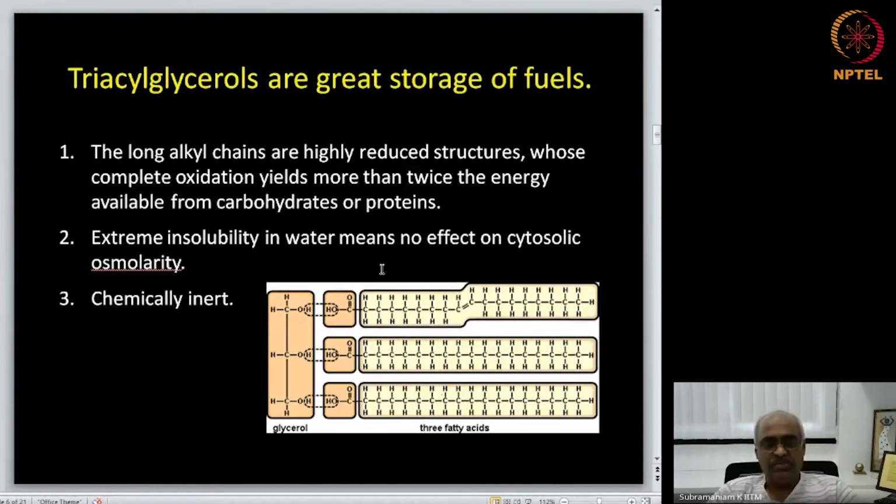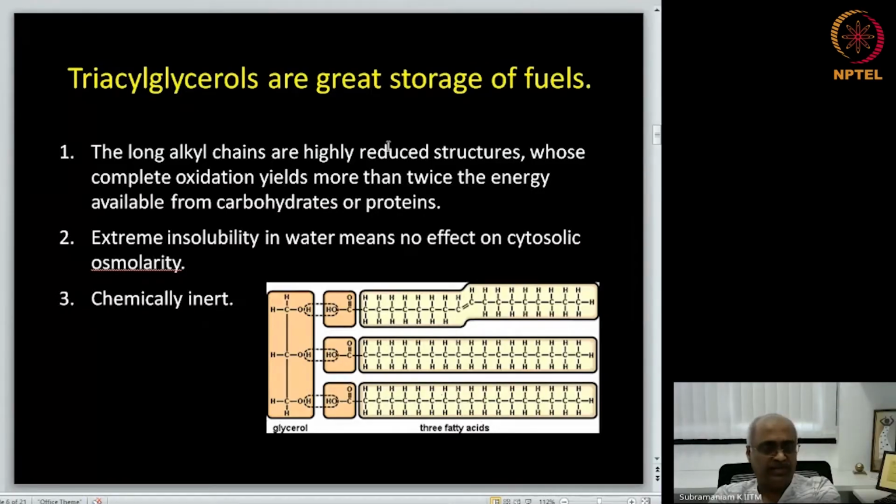And before emulsifying the triacylglycerol, let us look at its unique usefulness. It is its unique chemistry that makes it useful in the biological system. These are highly reduced structures. Per unit weight they produce double the amount of energy than carbohydrates or proteins. This I told you earlier.